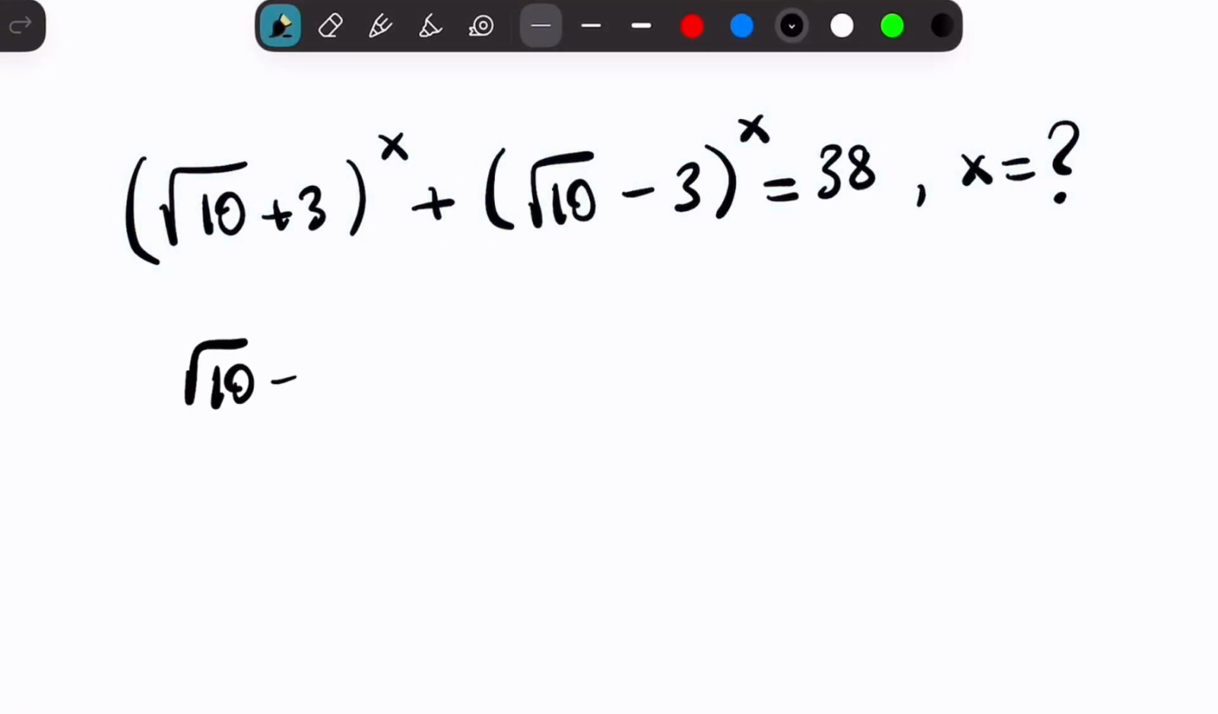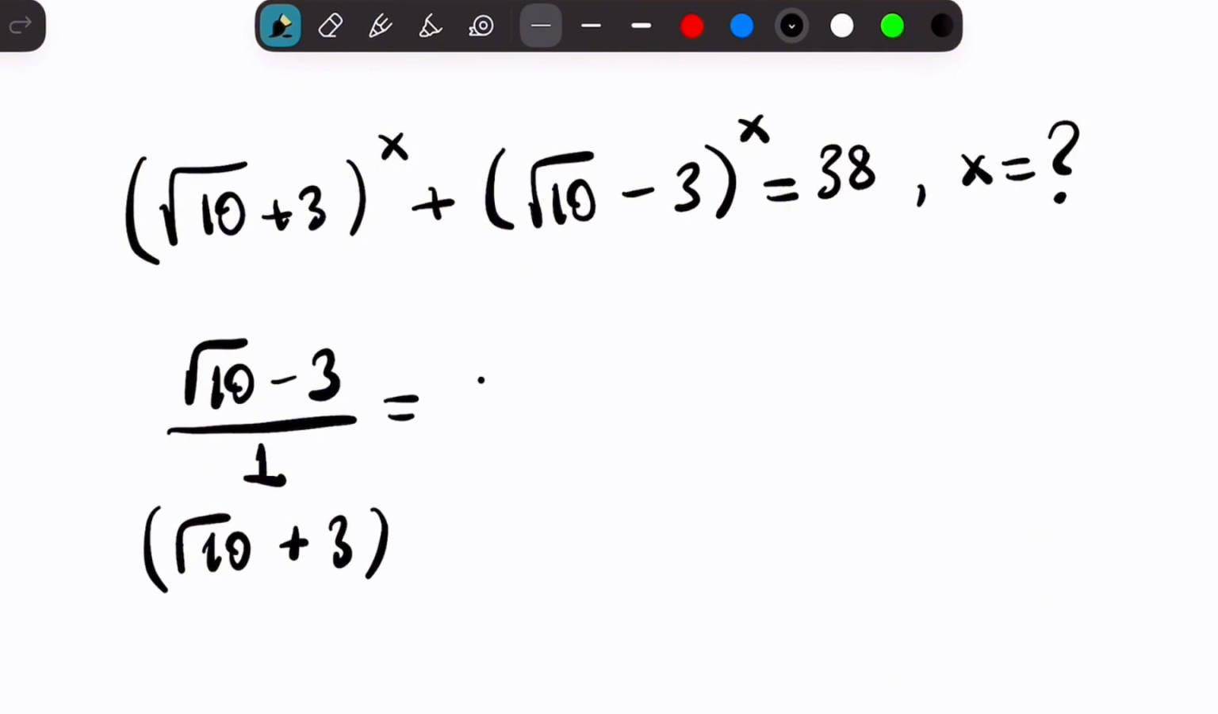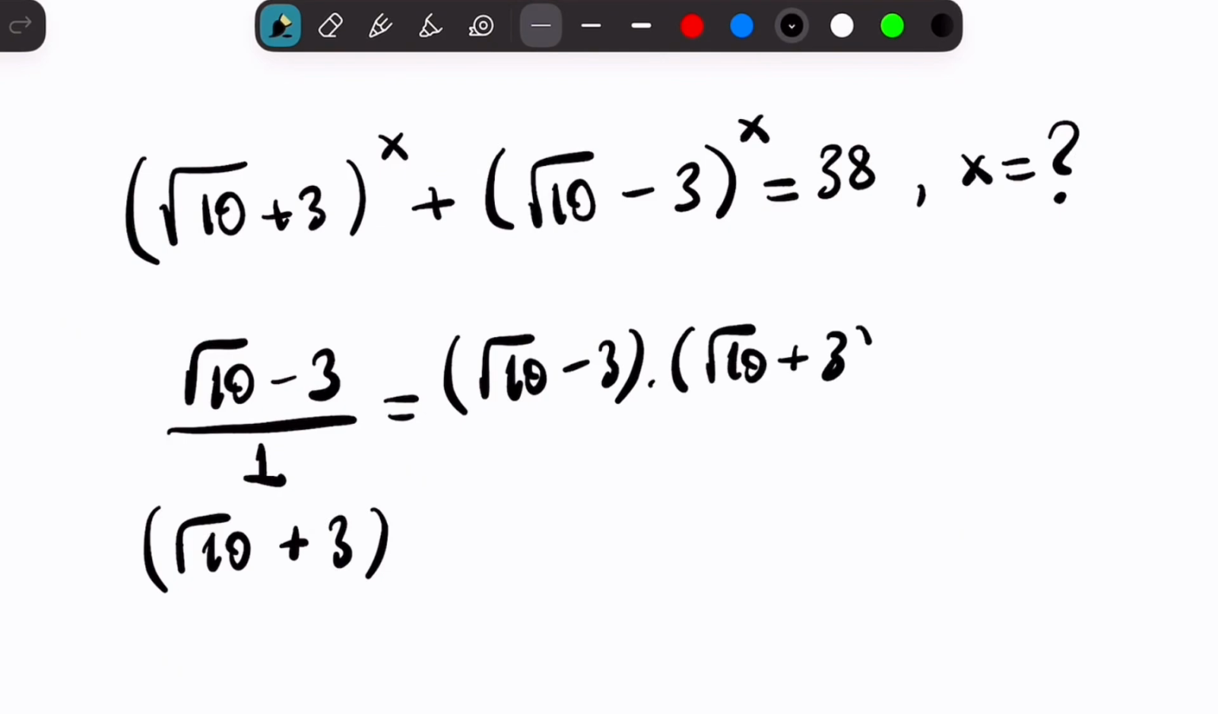Let's take minus 3. What will be written in the denominator of this statement? Of course, 1. Then the root of 10 plus 3, let's expand it. In this case, the root of 10 minus 3 times the square root of 10 plus 3. What should we write on the denominator? Here we can write root 10 plus 3.